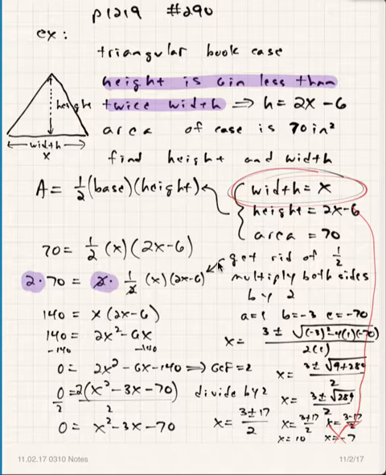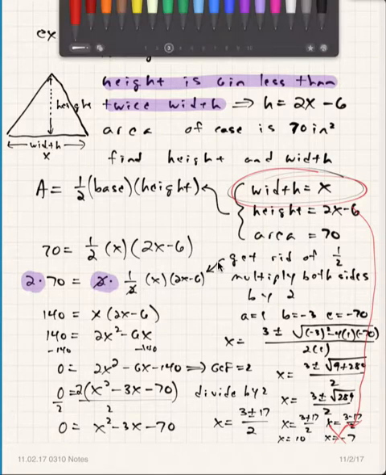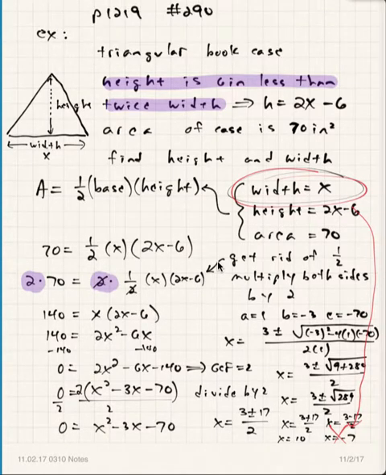So I'm going to put this at the very top, in a different color so it stands out. So the width, we said at the beginning of the problem, was x, but we found x to be 10, because we've thrown out -7.